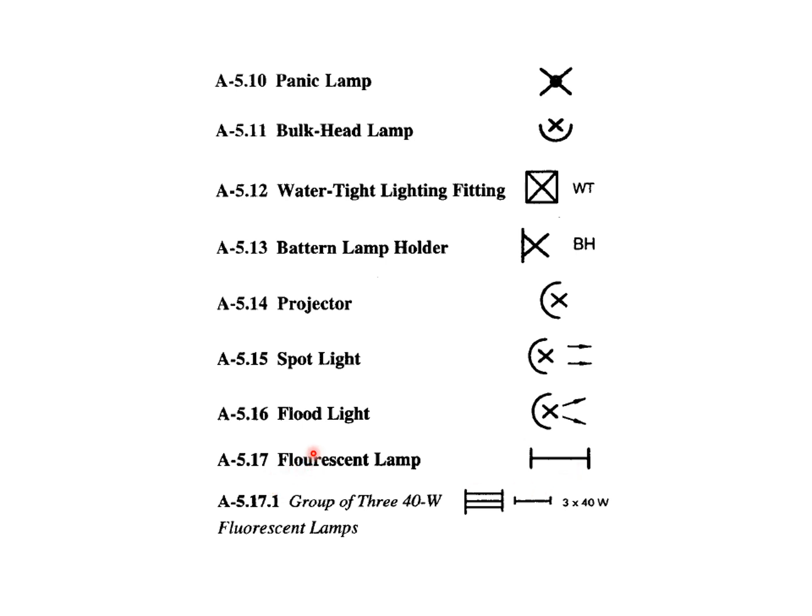The fluorescent lamp category is very important, and this may be shown by different types of symbols, whether it is a three lamp symbol, fluorescent lamp symbol, or single symbol.